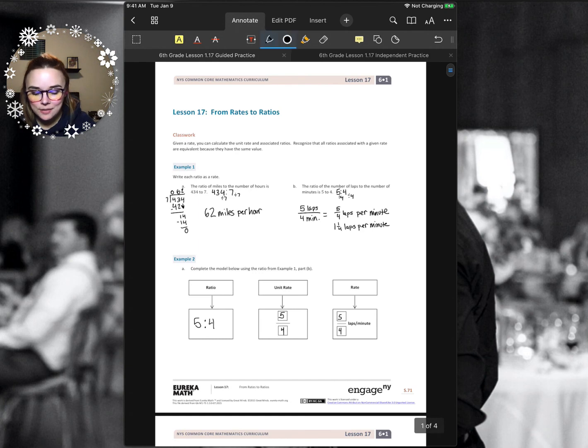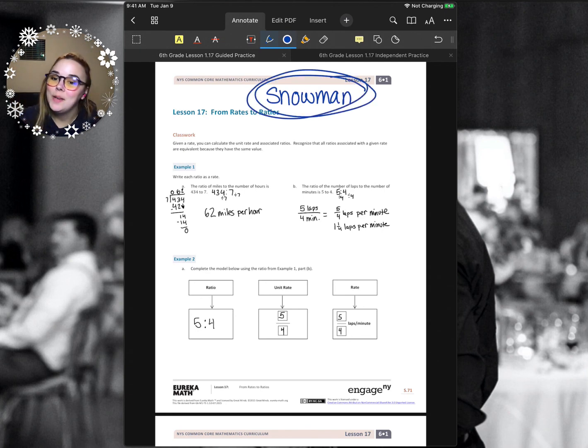Before I forget, let me give you your secret word of the day. I know that our secret word today is one that we've had for ELA before, but that's okay since it was for ELA. So our word today is snowman. Just make sure you have snowman written somewhere on your paper.